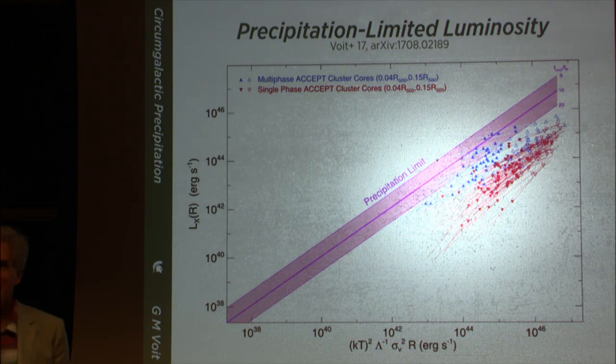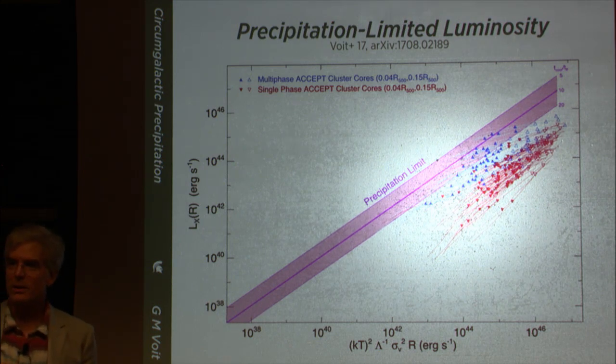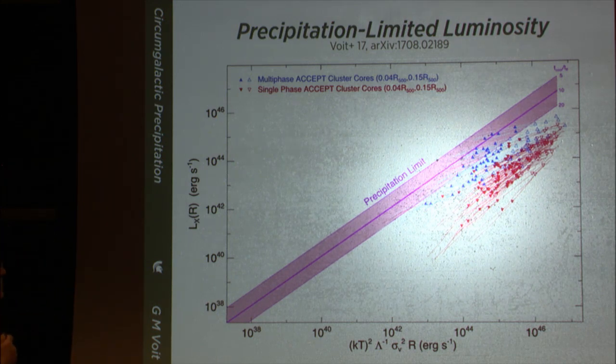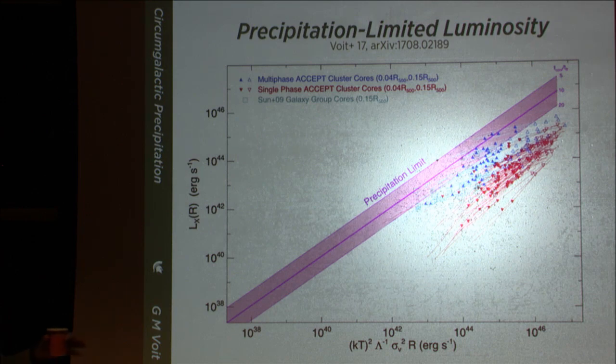How far in practice? I'll get to that question in a few slides because it depends on what kind of halo mass you're looking at. Okay. If you go down a little bit in mass, you can look at a sample of groups. And again, here's the limit.